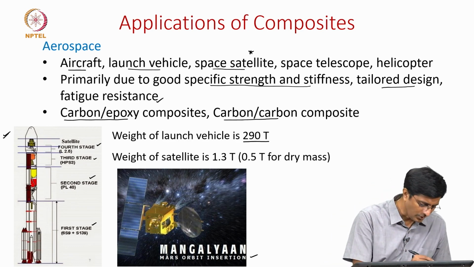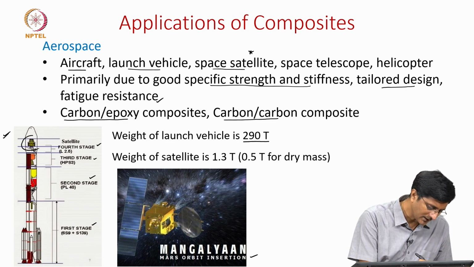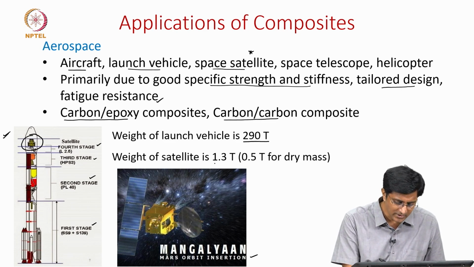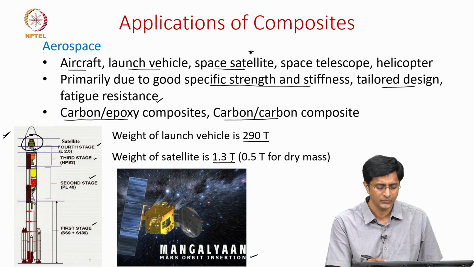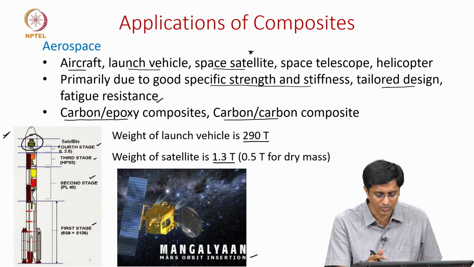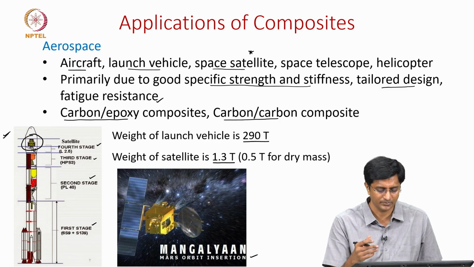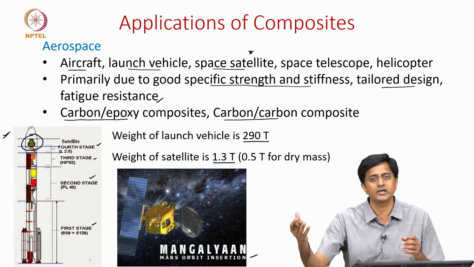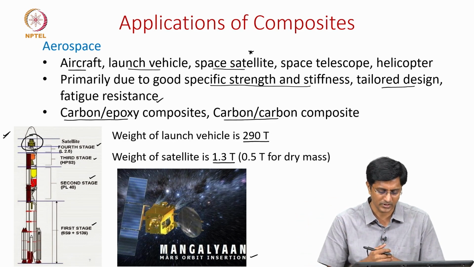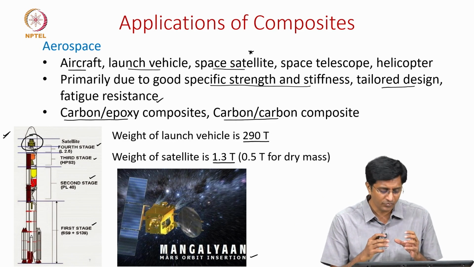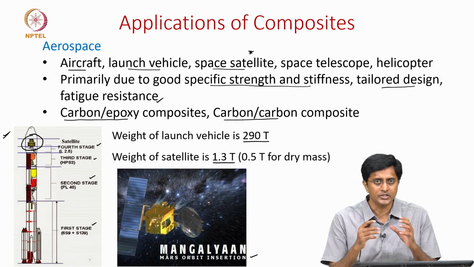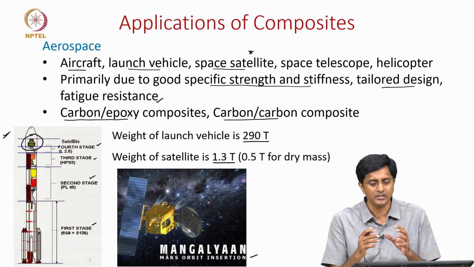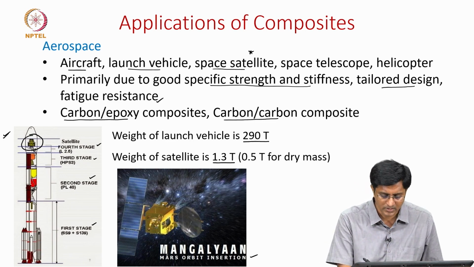If you have looked carefully, this is where the satellite is sitting in the launch vehicle, and the mass of that satellite is just 1.3 ton. So the ratio is almost 1 to 200. Let us say the satellite mass is 1, then the launch vehicle is 200 times more, or more than 200 times. But even this satellite is not all structure. It also carries a propellant, and the rest is called dry mass.